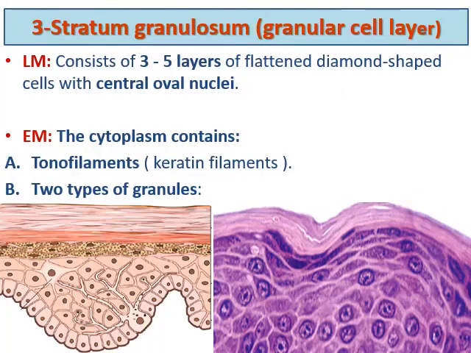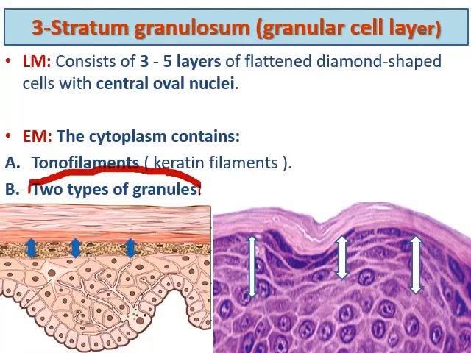The third layer of the epidermis is stratum granulosum, or the other name, granular cell layer. By light microscope, it is formed of 3 to 5 layers of flattened cells. Here in this layer, the cells start to be flattened with central oval nuclei. By electron microscope, the cytoplasm contains, as we said, keratin filament. As we go superficially in the epidermis, the keratin filament increases and the melanin granules decrease. In addition to the tonofilament, there are two types of granules, so that its name is stratum granulosum.